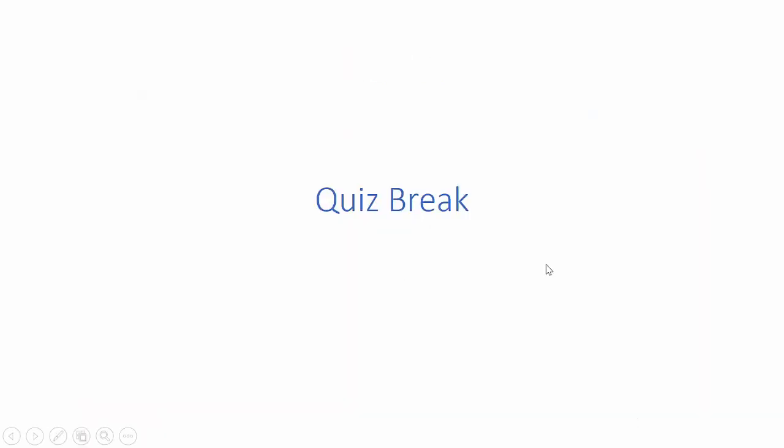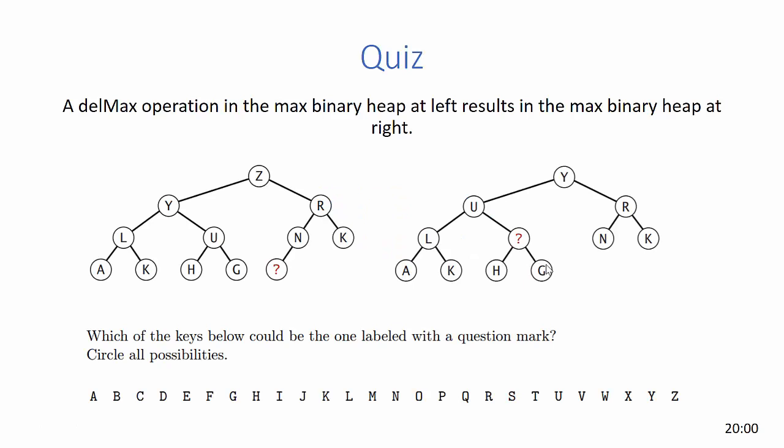All right, so we have another quiz break. Here's a quiz. Let's take a little bit to think about that. The question is about a delete max operation in a max binary heap on the left. It resulted in this one, which is also a max binary heap, where this element was moved from here to here. So the question is, how did that happen, and what could be the possible keys that could fit here?